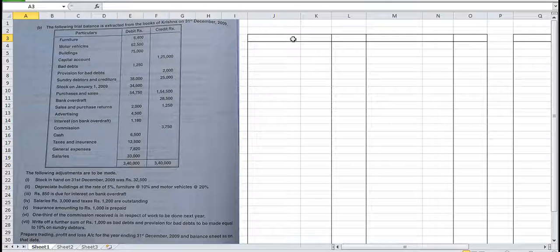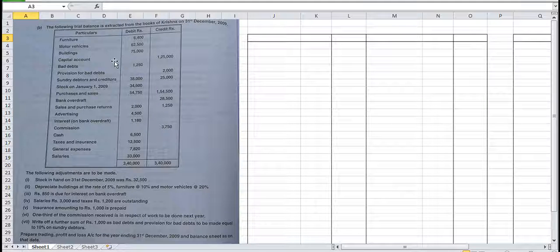In this video we are going to learn final accounts, how to prepare the company final accounts. Okay, let's see how we can prepare the final account. Here, first the question: what we have to do. The following trial balance is extracted from the books of account of Krishna on 31st December 2009.